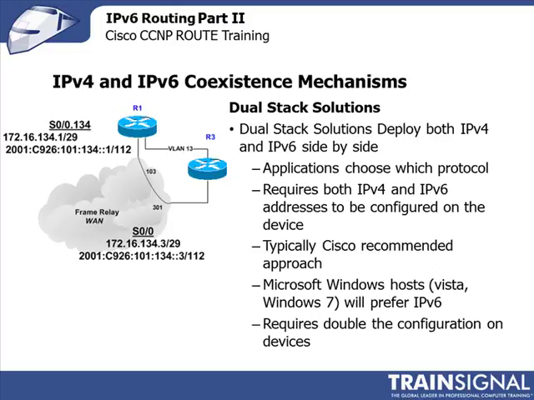Now, obviously, one of the drawbacks is you need to have double configuration on all the devices. For instance, in the graphic to the left, you can see in our lab, we have router 1. We have an IP version 4 address, 172.16.134.1/29, and then an IP version 6 address on the same interface, 2001:C926:101:134::1/112, and something similar for router 3. Twice the configuration, twice to manage, twice to deal with, but usually the easiest way to ease into IP version 6.